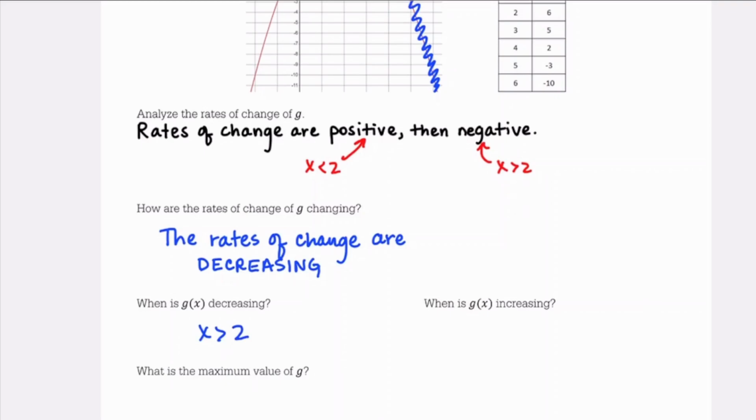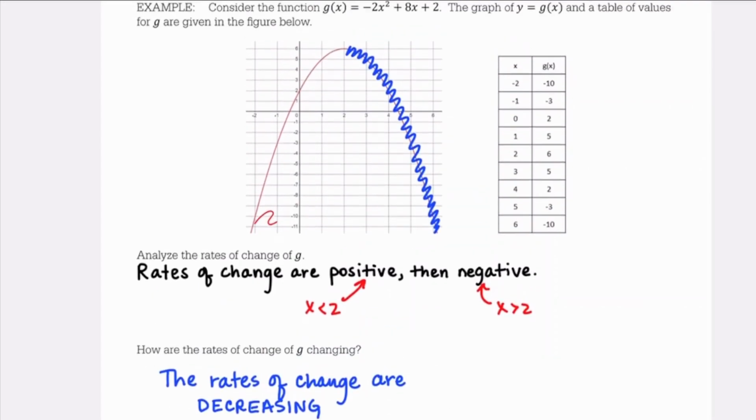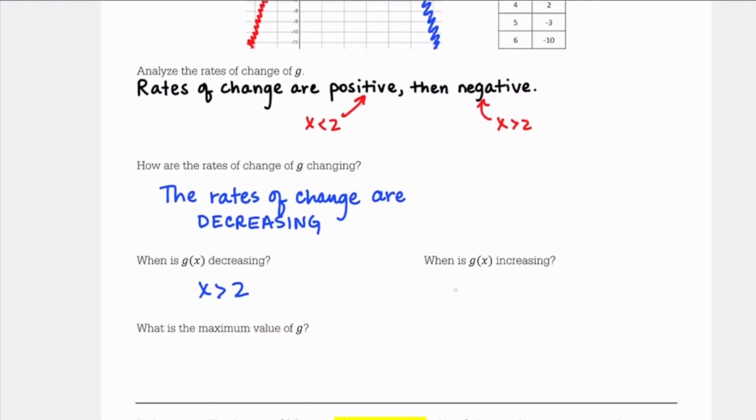Now when is g of x increasing? Well, that's when its rate of change is positive, or on the graph, when as I move left to right, the graph is going uphill. So we're increasing, and then we stop increasing at x equals 2. So g is increasing when x is less than 2.